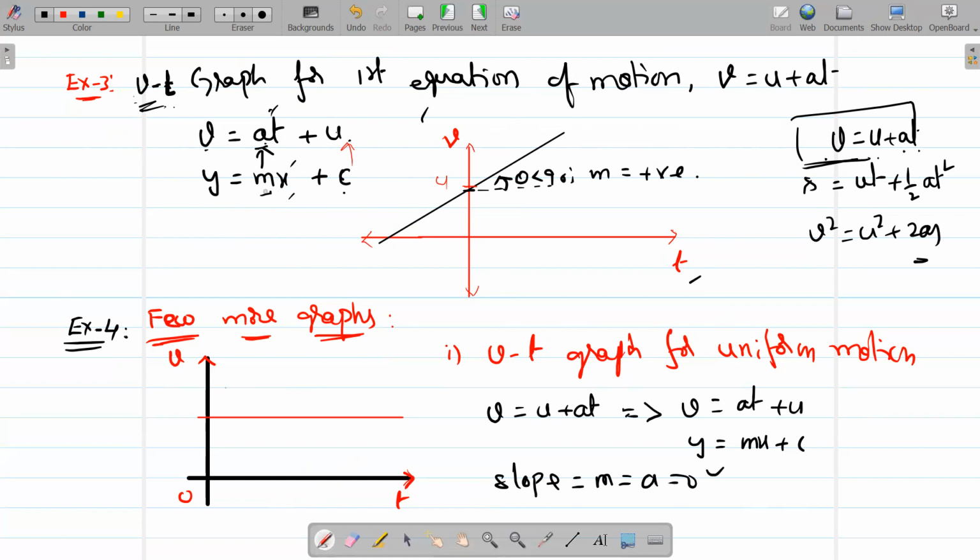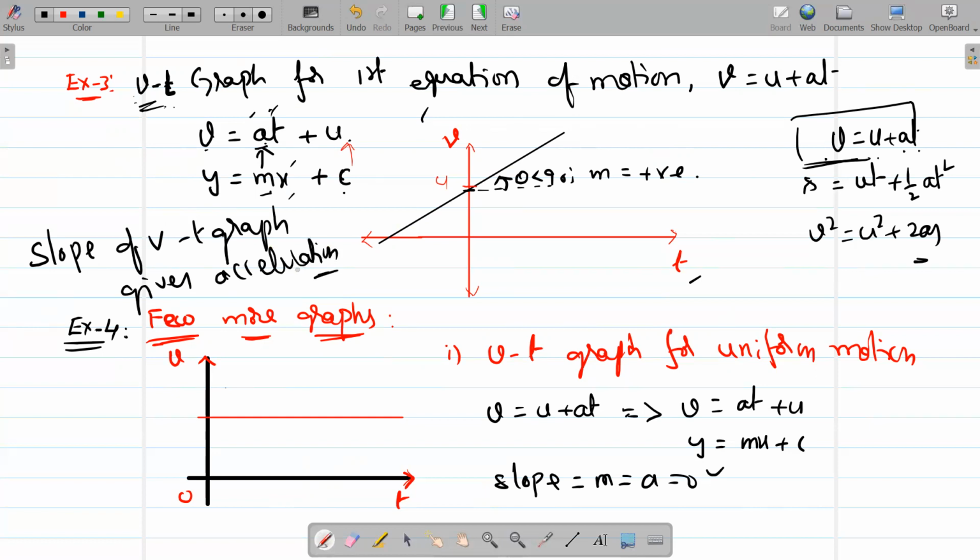So in place of m, we are having the slope. Slope of the vt graph gives acceleration. That is a very important point you can understand from this. I don't want to write more words here, so that it doesn't look clumsy. So you just have to have an idea about this, right? Slope of the vt graph gives acceleration. That's what you can understand. Very important point here.